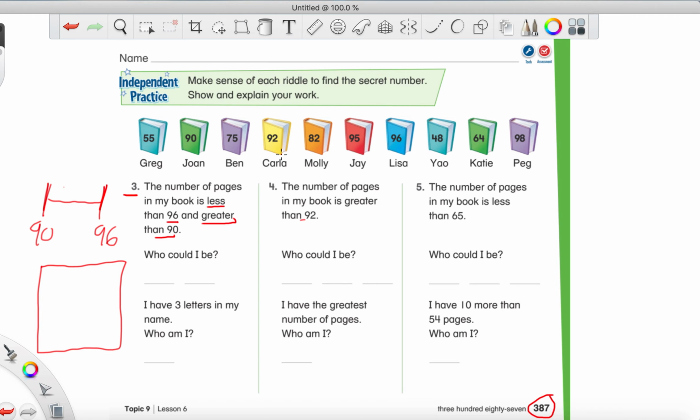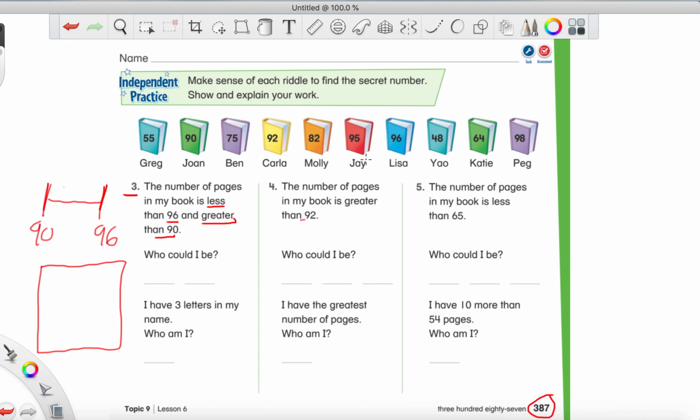Make a list. We have Carla with 92 pages. If that fits, write her name down. All right, we have Molly with 82 pages. If that fits, write her name down.